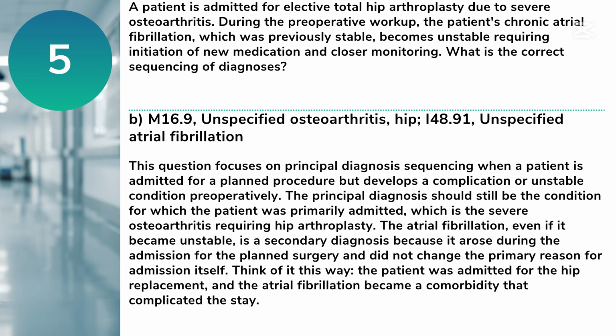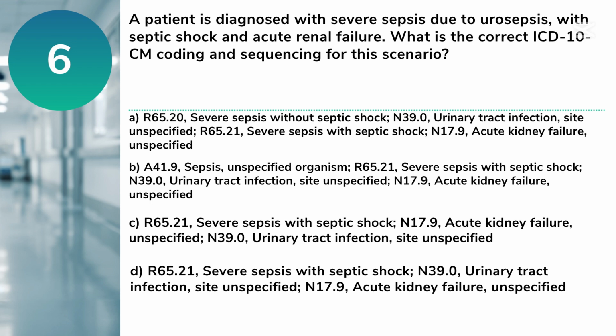requiring hip arthroplasty. The atrial fibrillation, even if it became unstable, is a secondary diagnosis because it arose during the admission for the planned surgery and did not change the primary reason for admission itself. Think of it this way: the patient was admitted for the hip replacement, and the atrial fibrillation became a comorbidity that complicated the stay. Question 6.